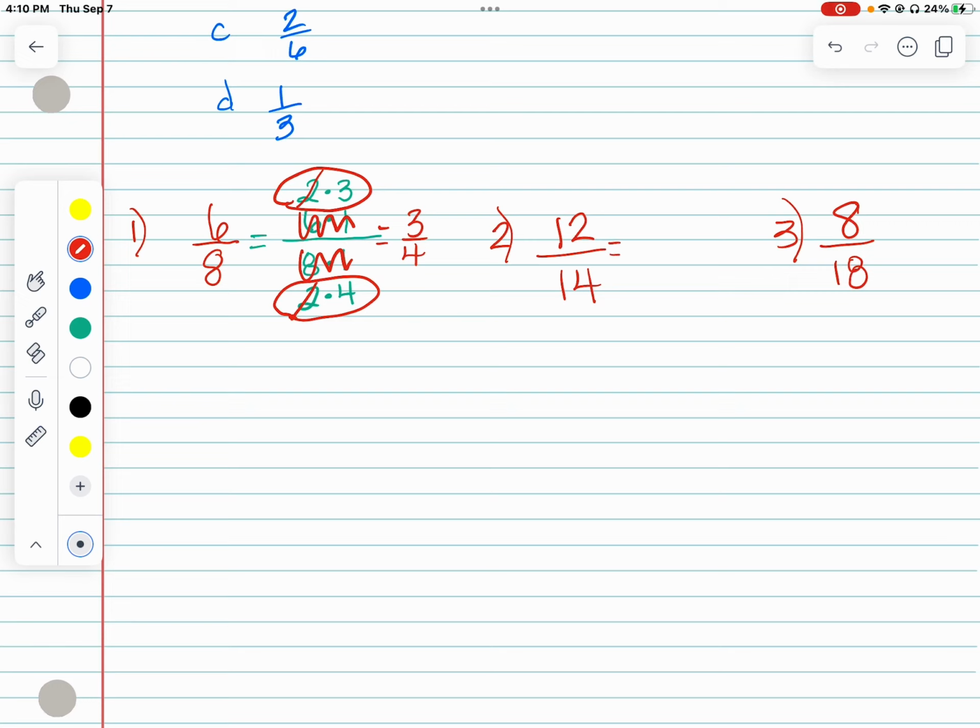If I look at 12, I'm actually going to look at 14 first. And I know 14 is 2 times 7. Because 14 is 2 times 7, I'm immediately drawn to the fact that 12 is 2 times 6. These cancel because they matchy-matchy. And there is my reduced form. Man, I would never have guessed 6/7 without factor pairs. Never would have happened.